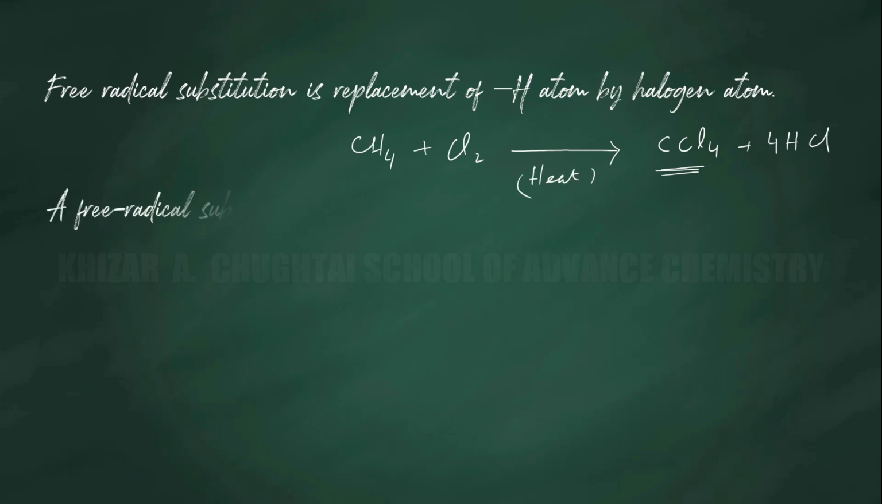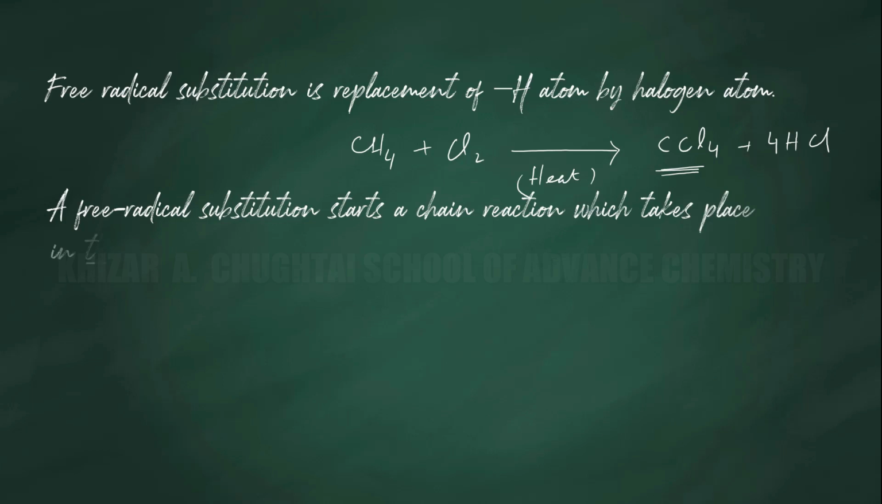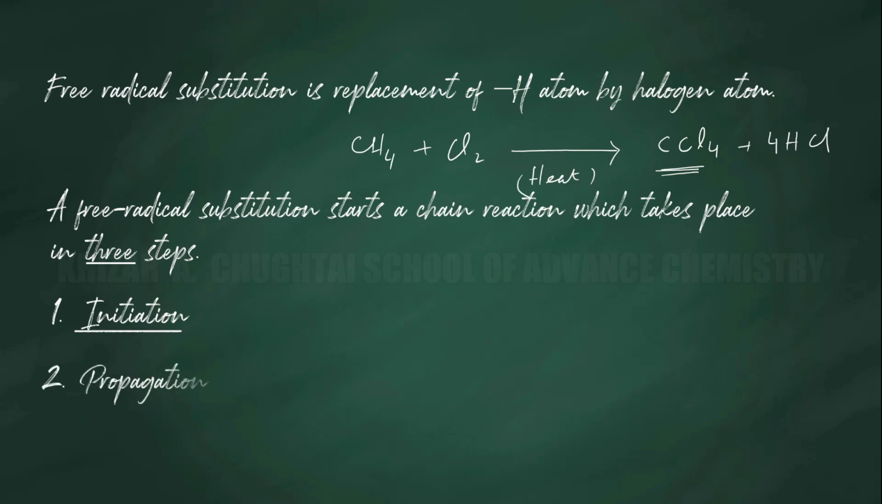A free radical substitution starts a chain reaction which takes place in 3 steps. Number 1, initiation step. Number 2, propagation step. Number 3, termination step. Now come towards initiation step.